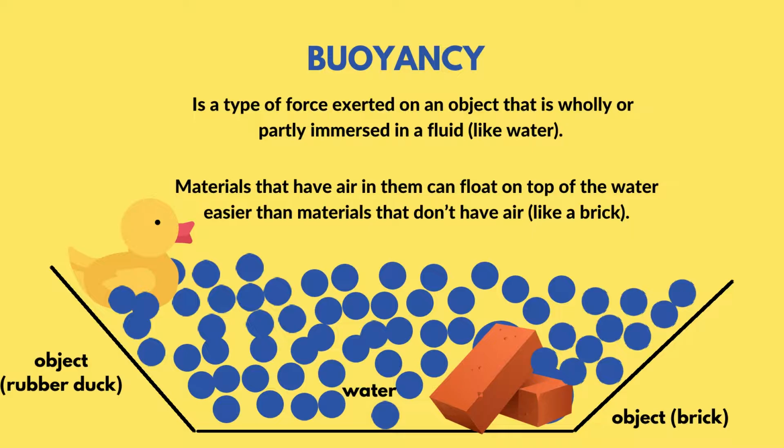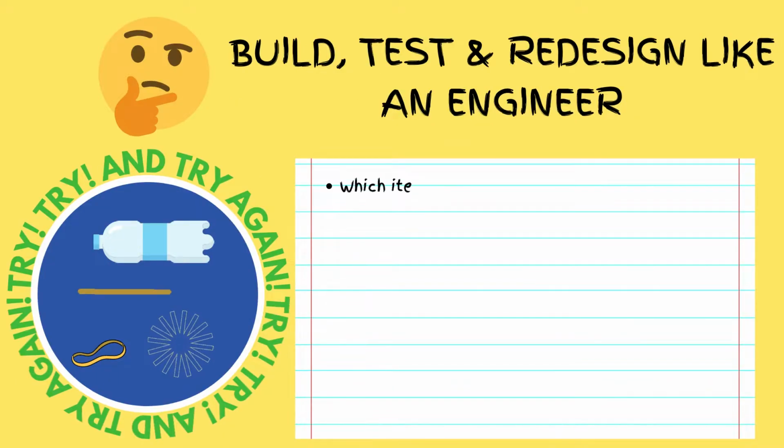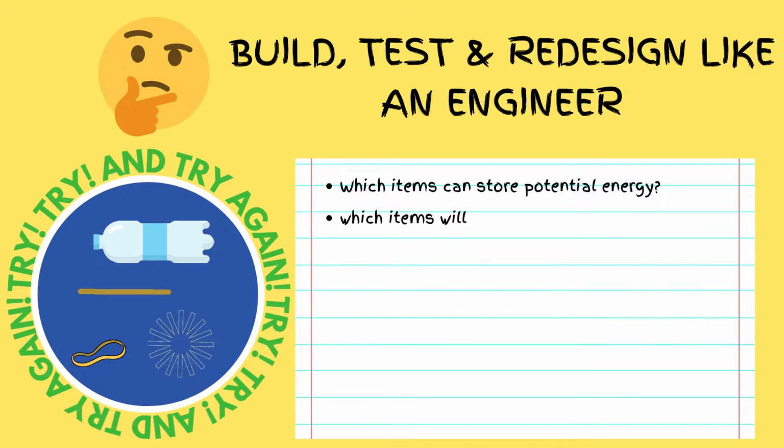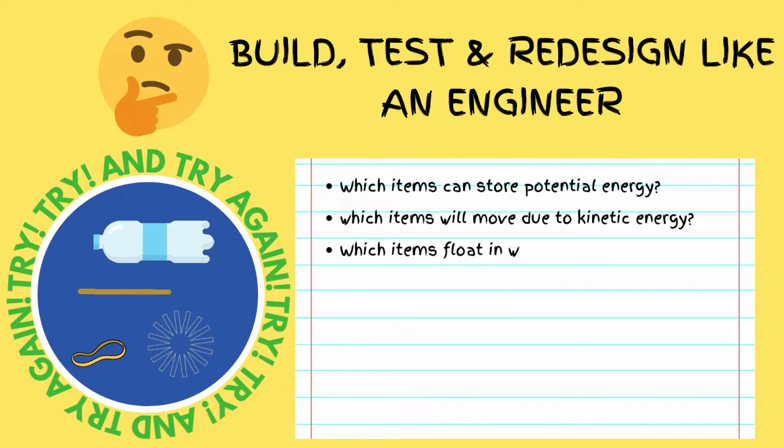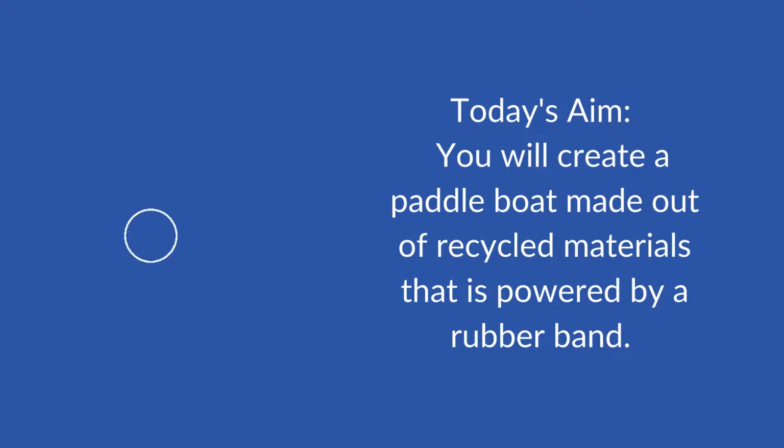air, like a brick. As you work through today's activity, note down the things that have kinetic energy, potential energy, things that you think will float, and things that you think will sink.